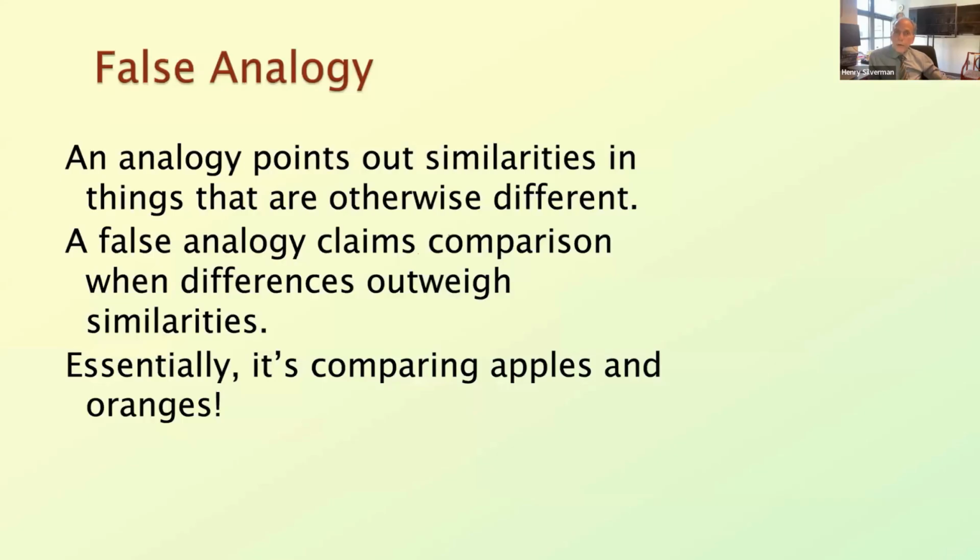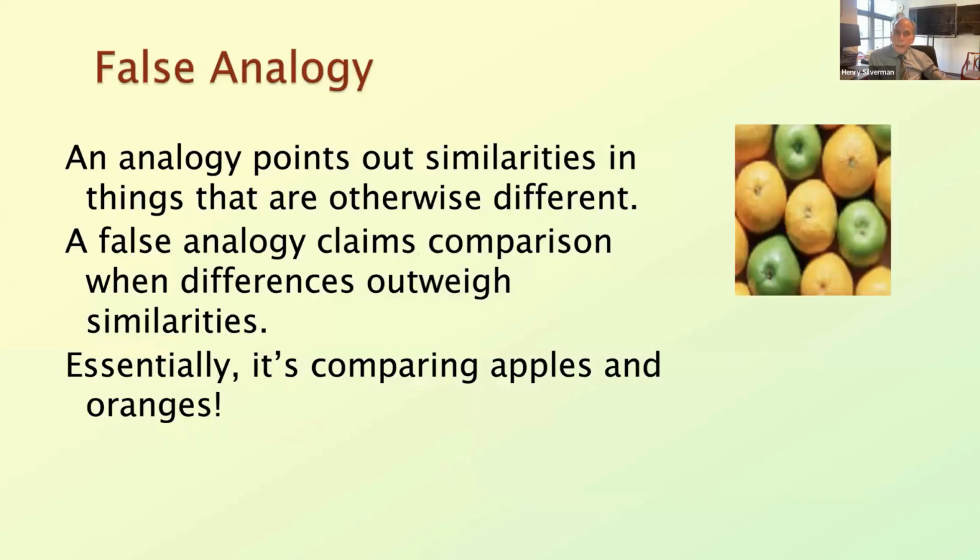Let me skip that. Oh, a false analogy. An analogy points out similarities in things that are otherwise different. So a false analogy claims comparison when differences outweigh similarity. Let's say, comparing oranges with apples, someone may say, well, apples and oranges are round, and therefore they're both good for you. Well, there's a lot of differences between oranges and apples.